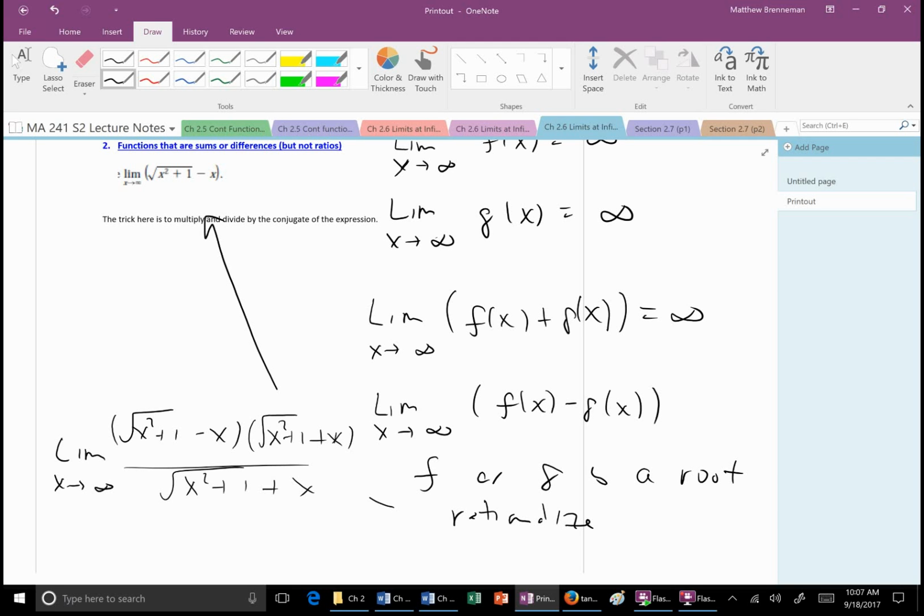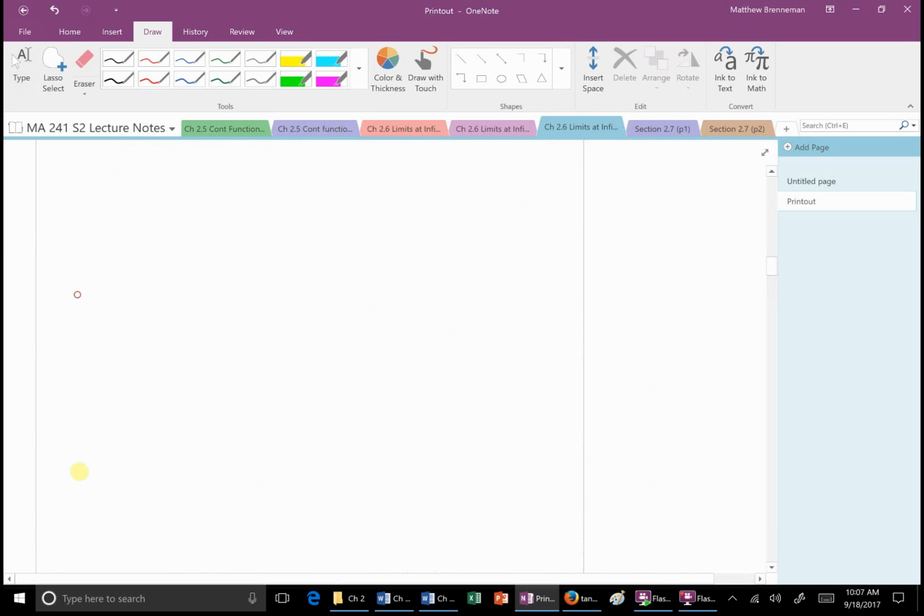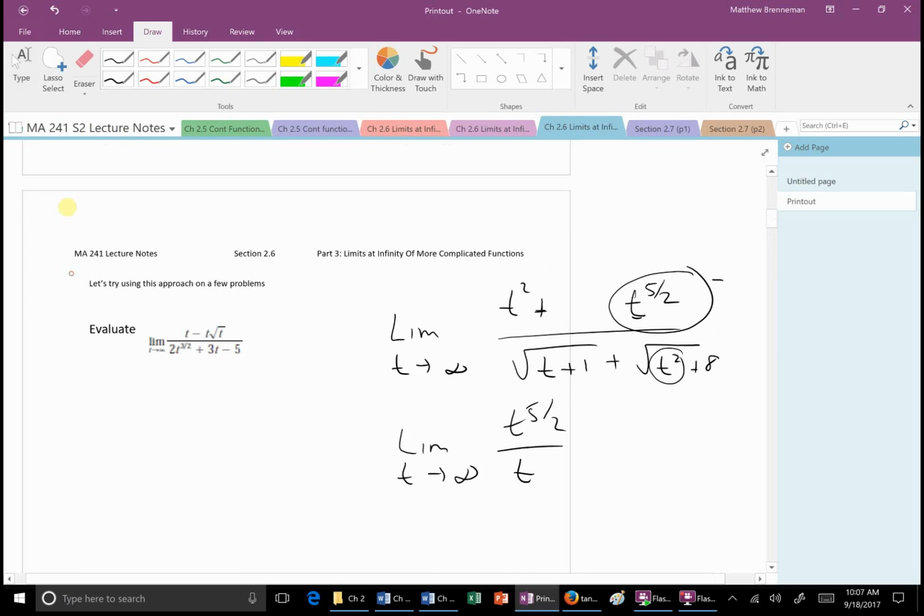Whenever you see a root and you don't know what to do, almost always the right answer is rationalize. It's not obvious. Okay. If I had it in a ratio, like the one that I just showed you a second ago, you could probably deal with this one. This one's not hard to deal with. Okay.